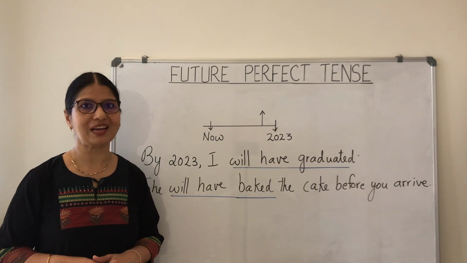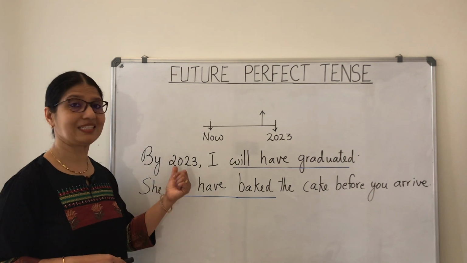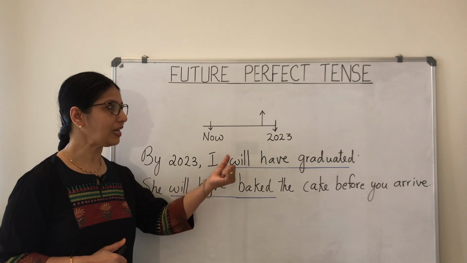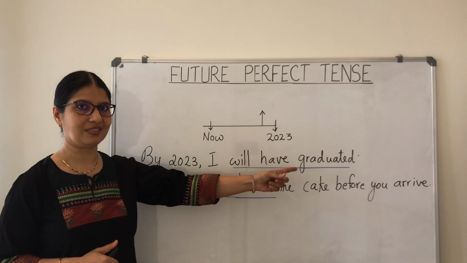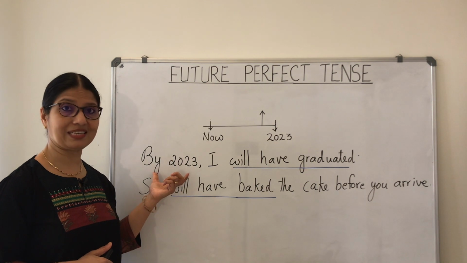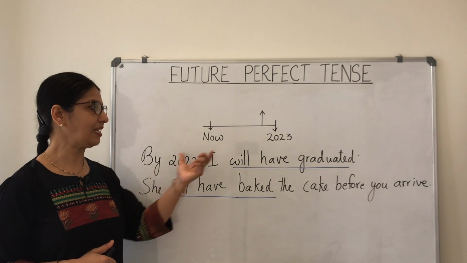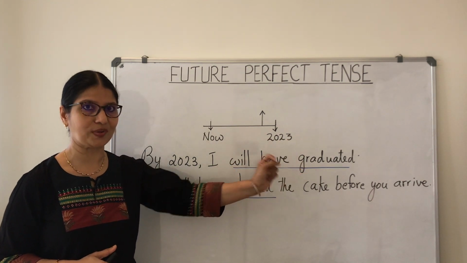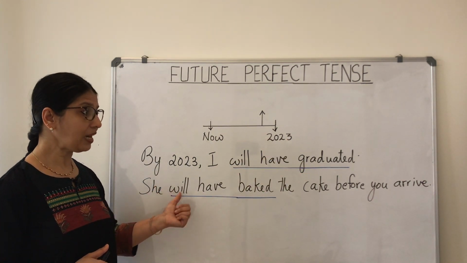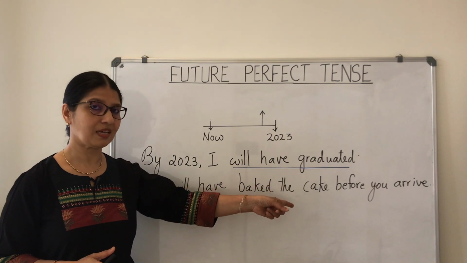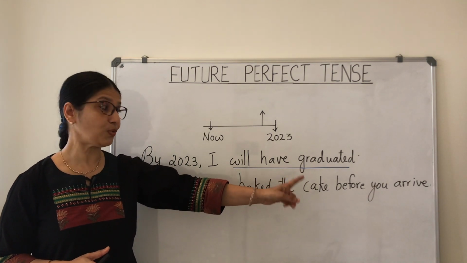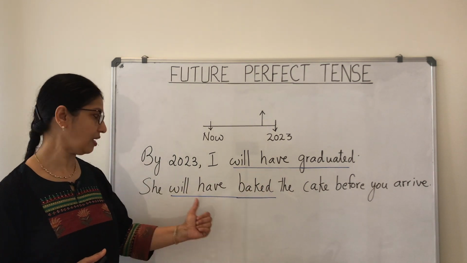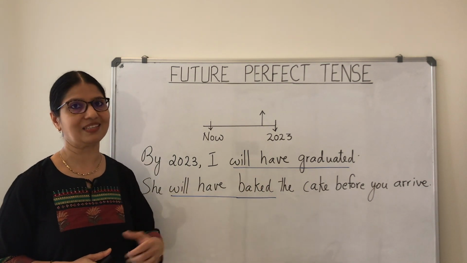Based on the example we had on a timeline, I have written this sentence on the board for you. By 2023, I will have graduated. So here you can see that I've used a time expression and the verb tense is here. I will have graduated. She will have baked the cake before you arrive. So here again you have a time expression and here is the verb tense we study about today. Will have baked the cake.